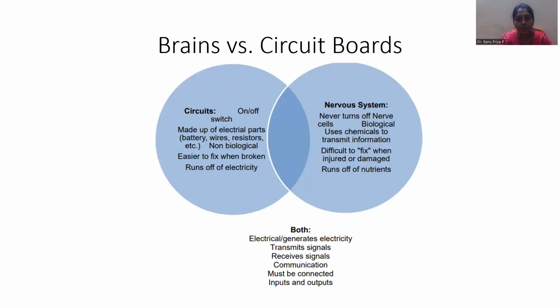So this figure shows the comparison between the brain and the circuit board. The brain, that is the nervous system, can be turned on or off. It can be fixed. However, the difficulty is much more. Whereas with circuits, the on-off is quicker and not much difficult. No biological signals are involved, it is easier to fix if broken, and it runs off electricity.